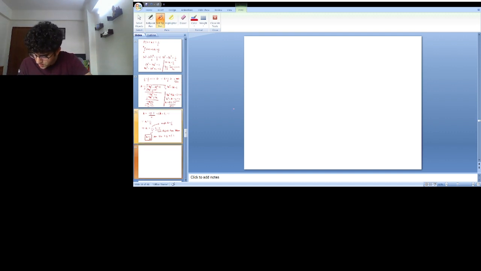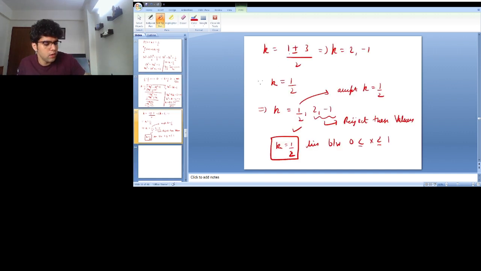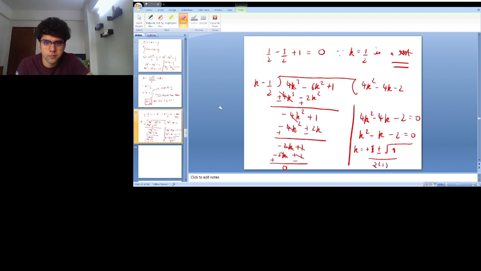Let me check. Wait, I made an error here. This will be plus minus root 3. So my roots are not k is equal to 2, minus 1. So wait, let me just check. 1 plus root 3 is 2.73 divided by 2 gives me some value greater than 1, and, wait a minute, let me check if they have made an error or if I have made an error.